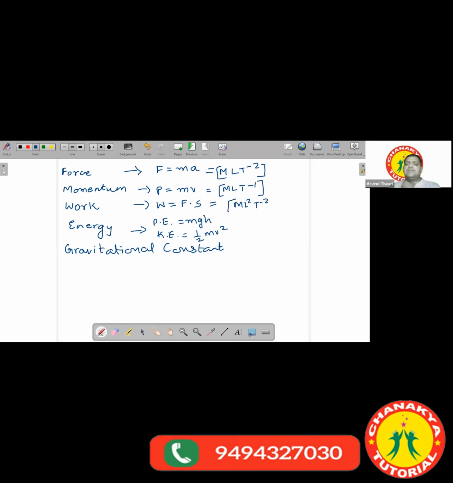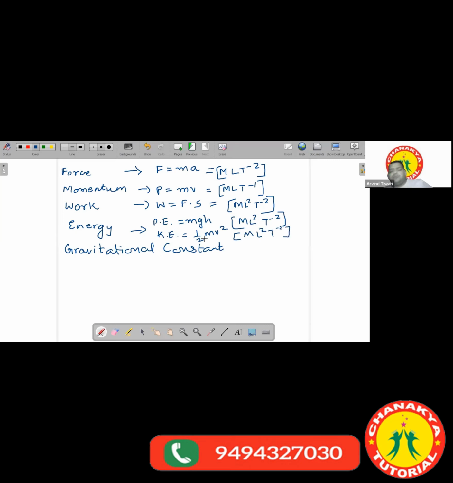So I think Vedika has understood how to obtain the dimensional formula. Similarly, the dimensional formula of potential energy will also be ML2T minus 2. For kinetic energy also it would be ML2T minus 2. So why I can say this, that work and energy, they are equivalent.